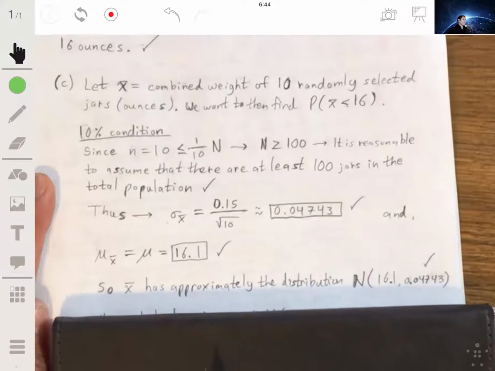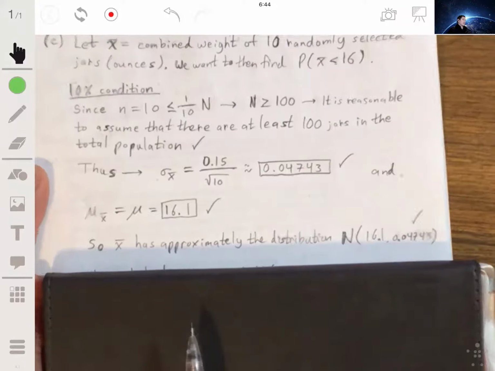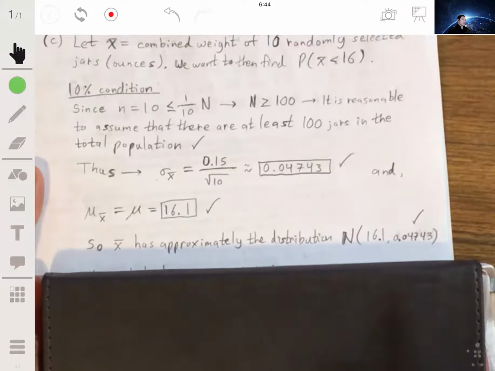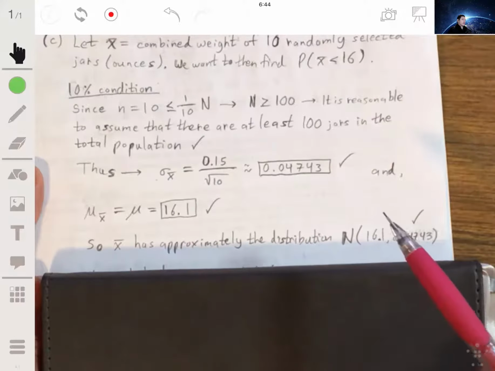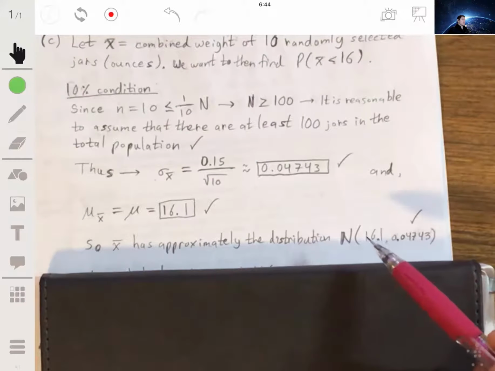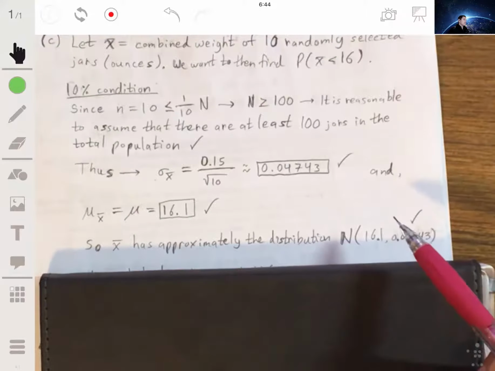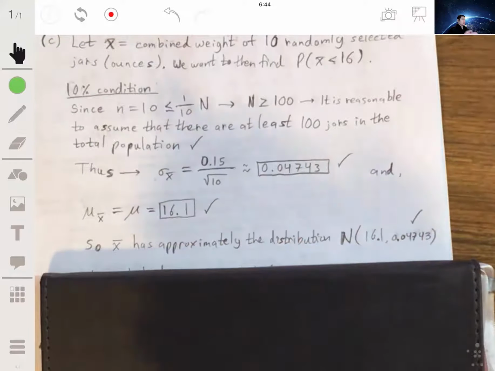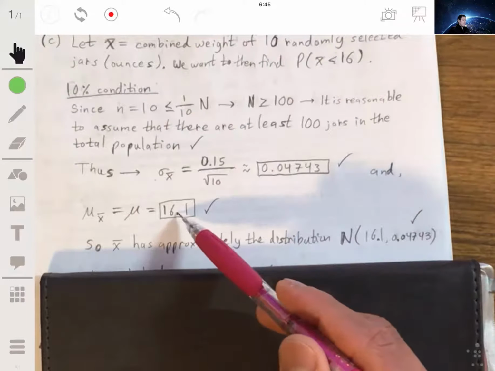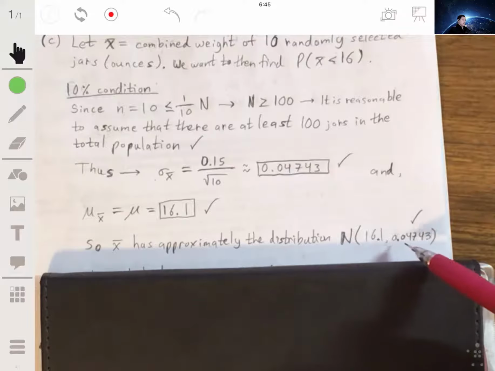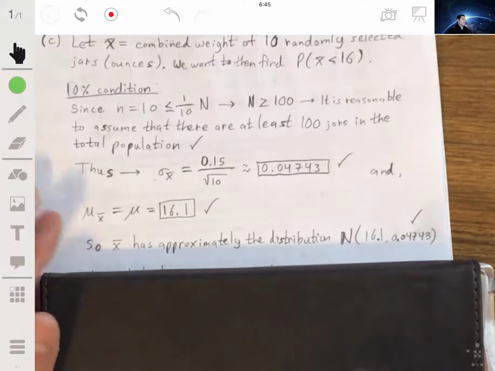So we could use our calculator to find the probability that X bar is less than 16. So our lower bound would be like negative 10,000, upper would be 16. Our mean would still be 16.1. However, our standard deviation would change. It would be 0.04743.